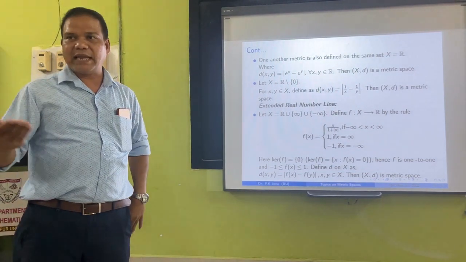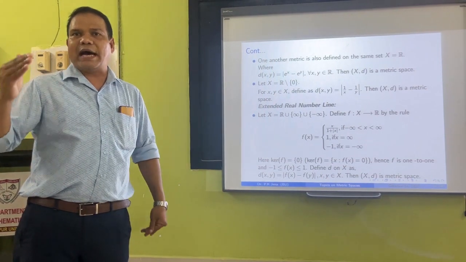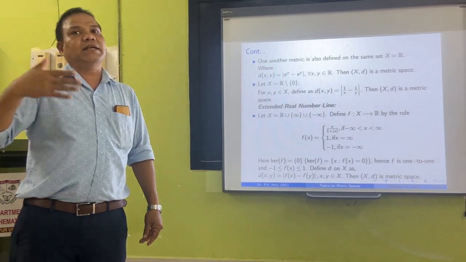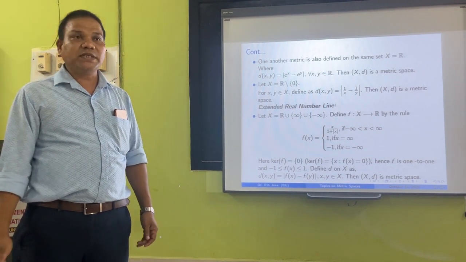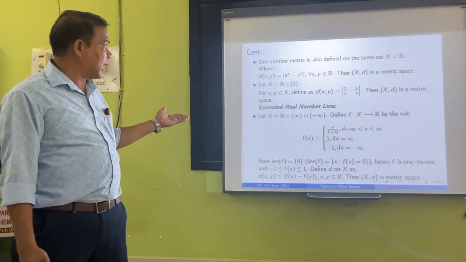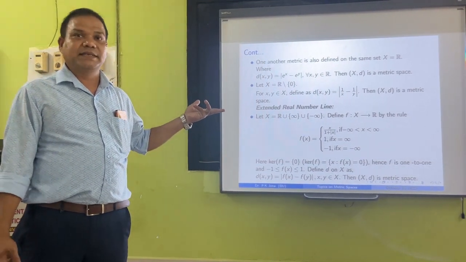We are telling R as line. If we are adding infinity and minus infinity to R, we are telling it as the extended real number system. Then the question arises, what is the metric on R hat?